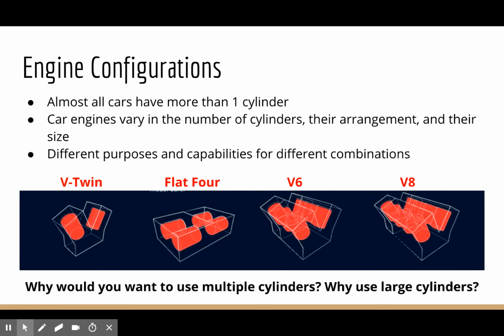So, for example, we have a V-twin, that's most common in motorcycles, a flat four, a V6, and a V8. Those are all different configurations of cylinders, numbers of cylinders, and that can influence the power of your engine. So think about maybe why would you want to use multiple cylinders and why you would want to use larger cylinders in a configuration.